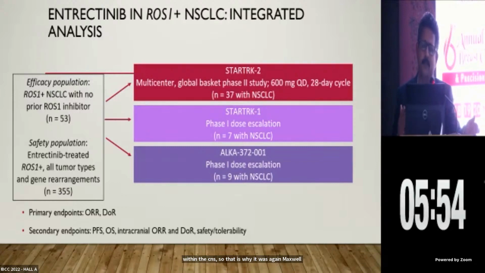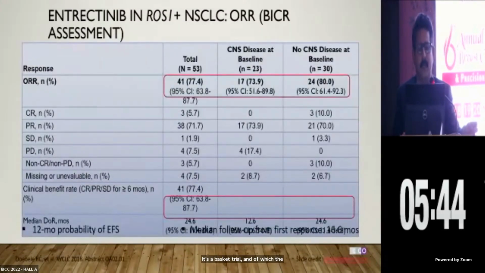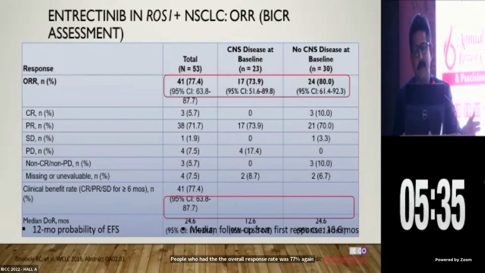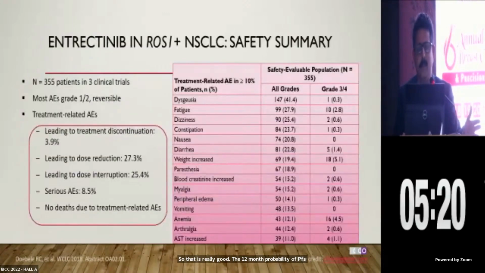Again, small population, so this is not a study only for ROS positive lung cancer. It's a basket trial, of which the ROS positive subgroup was analyzed separately. On independent review, the overall response rate was 77%. Again, good overall response. People with CNS disease had 73%. Without CNS disease, even better, 80% of patients responded. So that is really good. The 12-month probability of PFS was 65%, and the 12-month probability of overall survival was 85%. So that is really something.